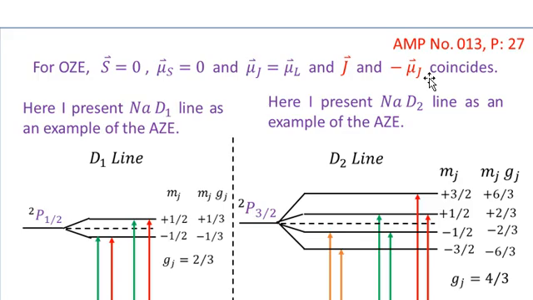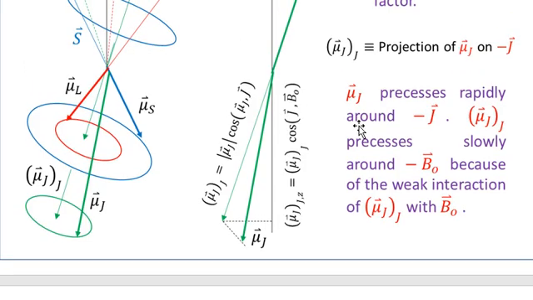But in case of the anomalous Zeeman effect, as we have discussed, J and mu J will not coincide. That's why there is a small angle between them. And due to this small angle between J and mu J, they are not anti-parallel to each other, and that's why we have calculated the projection of mu J in a direction which is anti-parallel to J, and that projection is labeled as mu JJ. And this mu JJ precesses slowly about the magnetic field B naught, so we need to calculate its z component, which is referred to as the z component of mu JJ. So this component can be calculated.